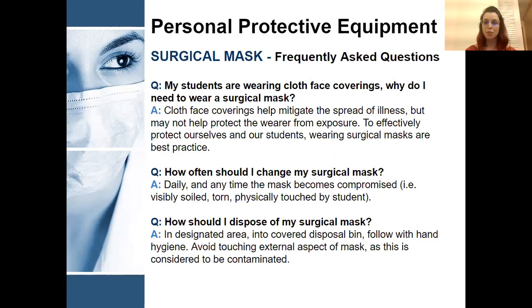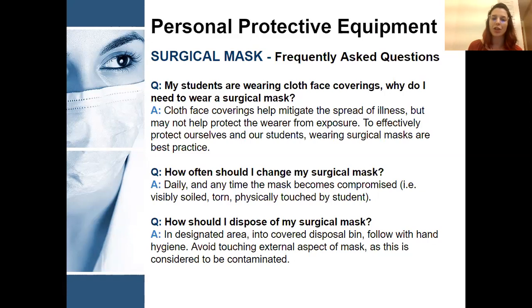Frequently asked questions regarding the surgical mask. My student is wearing a cloth face covering. Why do I need to wear a surgical mask? Cloth face coverings help mitigate the spread of illness, but may not help protect the wearer from exposure. I feel like that's the key difference here in terms of the cloth face coverings versus surgical masks. So to effectively protect ourselves and our students, we do want to wear the surgical masks as best practice.